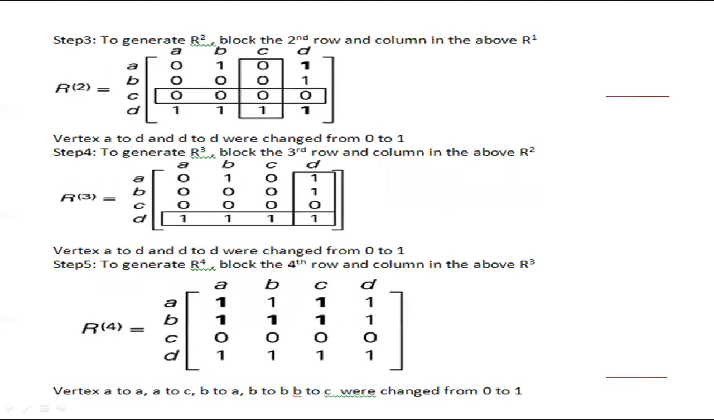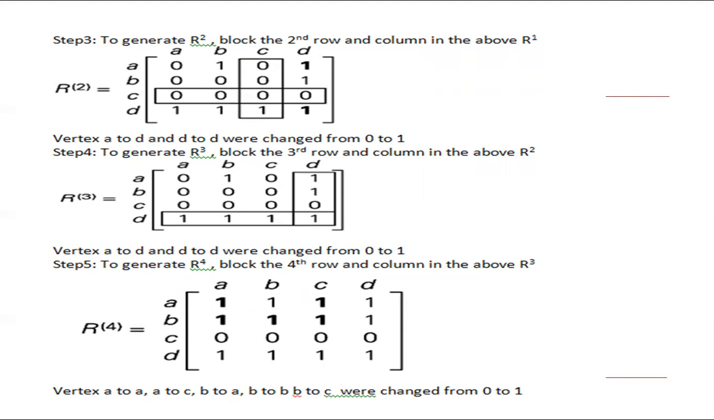Next one, step 3, to generate R square, block the second row and column in the above R. Here second row, see zeros, second column, then 1. Simply in this graph, D to C is 1. Clear? D to D is 1, D to C is 1. Vertex A to D and D to D were changed from 0 to 1.